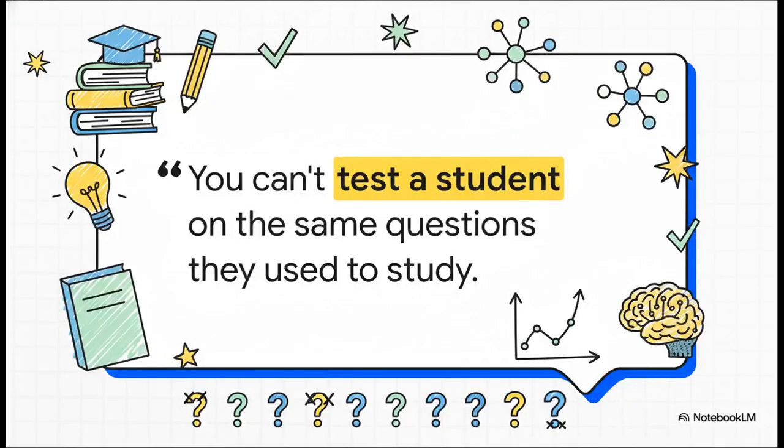I mean, if you gave a student a practice test, and then the final exam was the exact same test, a perfect score wouldn't prove they learned anything, right? It just proves they memorized the answers. Well, it's the exact same for our models. We don't want them to just memorize. We want them to learn.